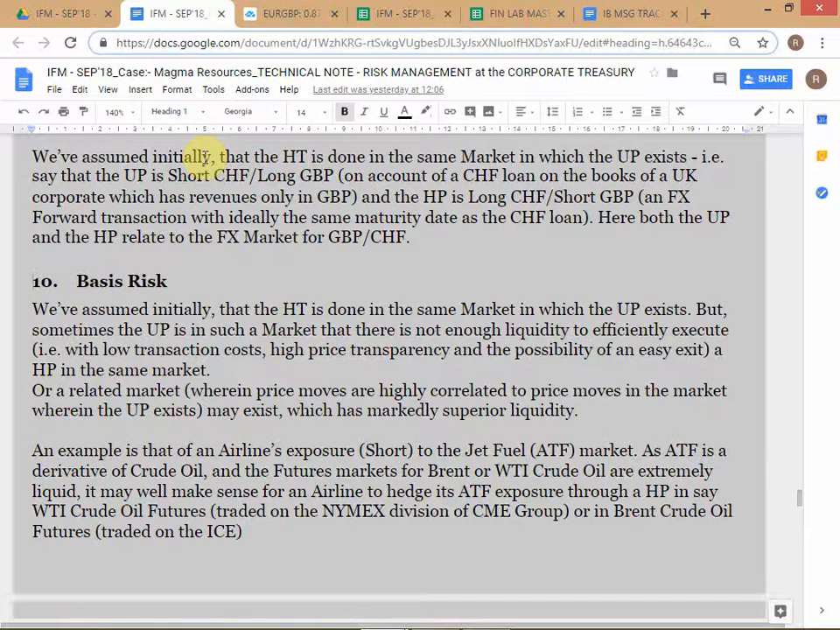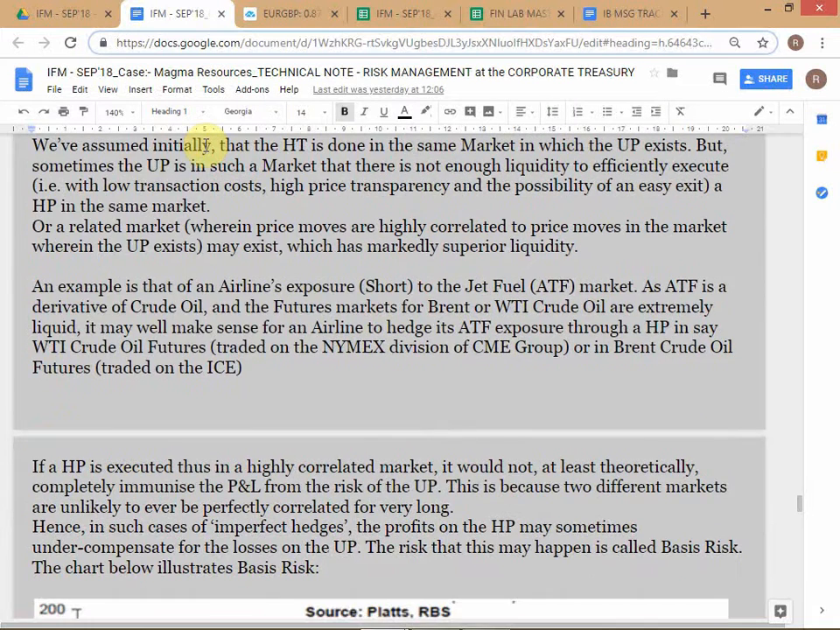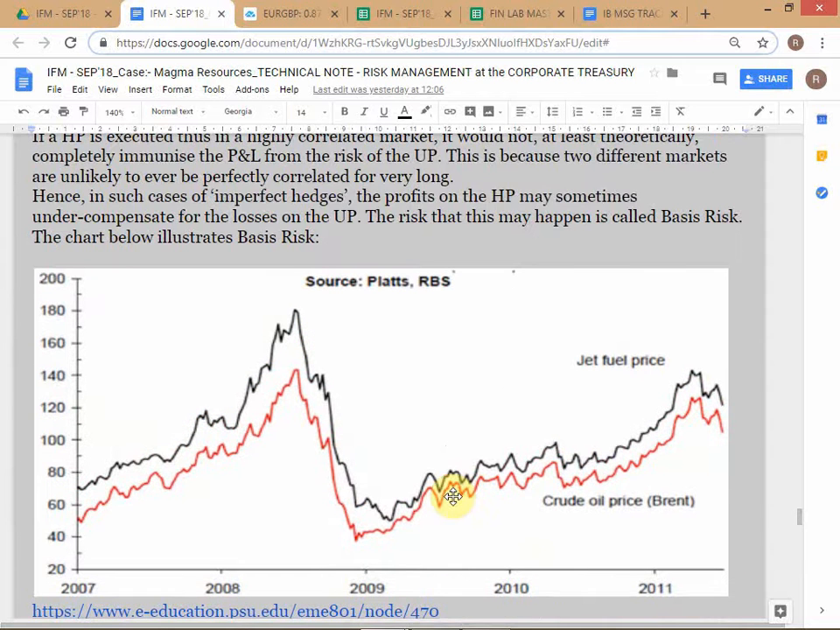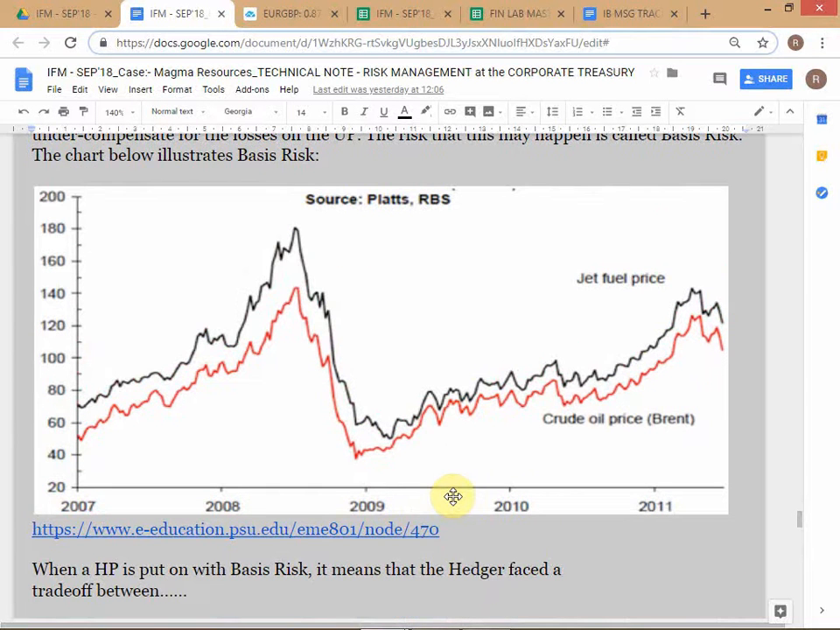Okay, I think yesterday we were at basis risk. All right, we had just started discussing basis risk. So we go back to the example of the airline, which has the jet fuel exposure. So what is the underlying position of an airline with respect to the jet fuel market?